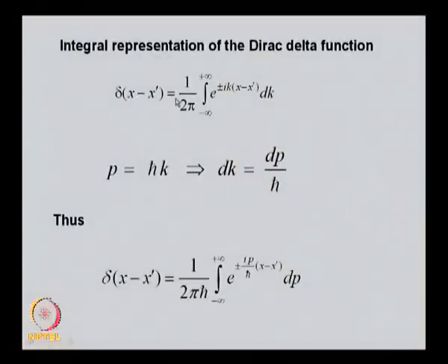Let me illustrate this; I will just go through what I have tried to say. First of all, I had mentioned the integral representation of the delta function. First I replaced k by the variable p. So, p I define as h cross k, where h cross is equal to h by 2 pi. Therefore, dk is equal to dp by h cross. So, I have here plus minus i p by h cross, x minus x prime, dp.